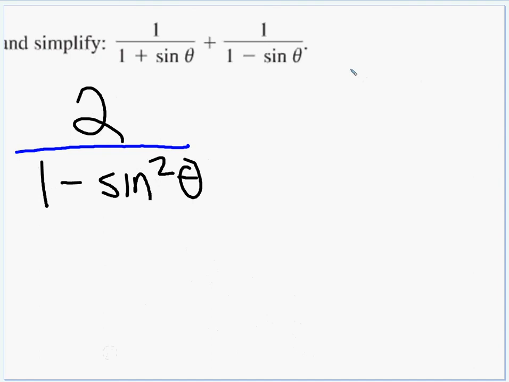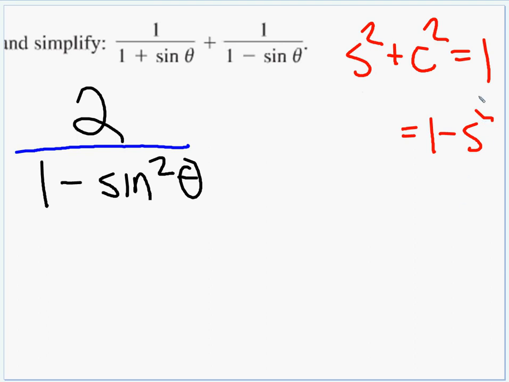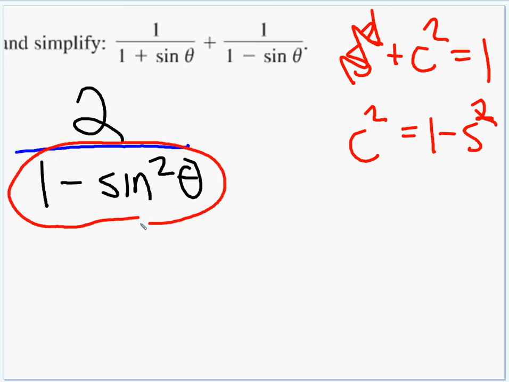Come over here in red ink and do my scratch work. Sine squared plus cos squared equals 1. Well, we want 1 minus sine squared. So the 1 is good where it's at. We're going to take this plus sine squared and subtract it. So now over here it's a minus sine squared. And that leaves on the other side of equals just cos squared. So this denominator, 1 minus sine squared, that's going to turn into a cos squared theta.